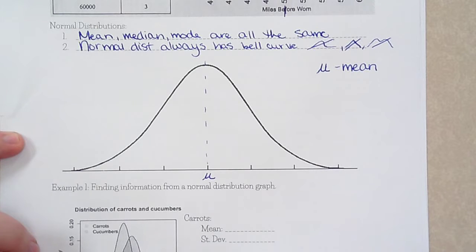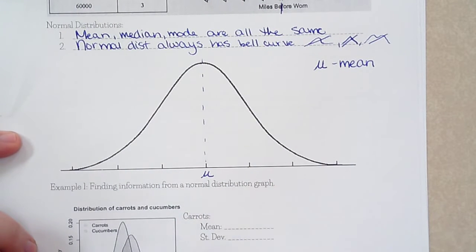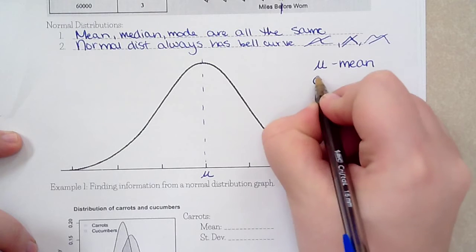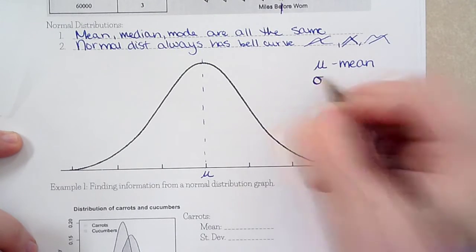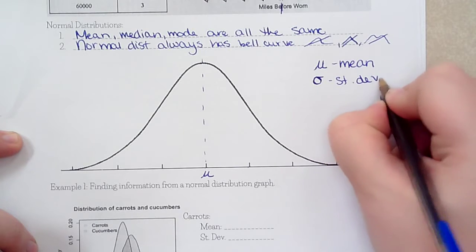Next, we talked about standard deviation in our lesson yesterday. This is where that information is going to come back into play. Each of these little tick marks on either side of the mean are called standard deviations. I'm going to introduce another symbol to you that's called sigma, and that stands for a standard deviation.